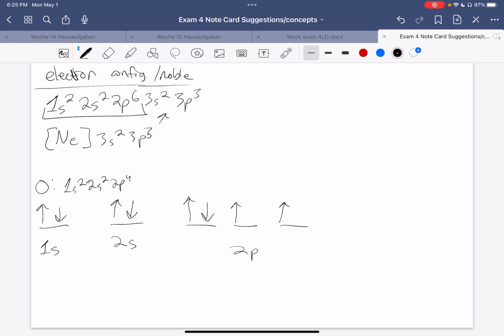So that's the process you want to go through, and those are the three rules you should know: Aufbau principle, Pauli exclusion principle, and Hund's rule.